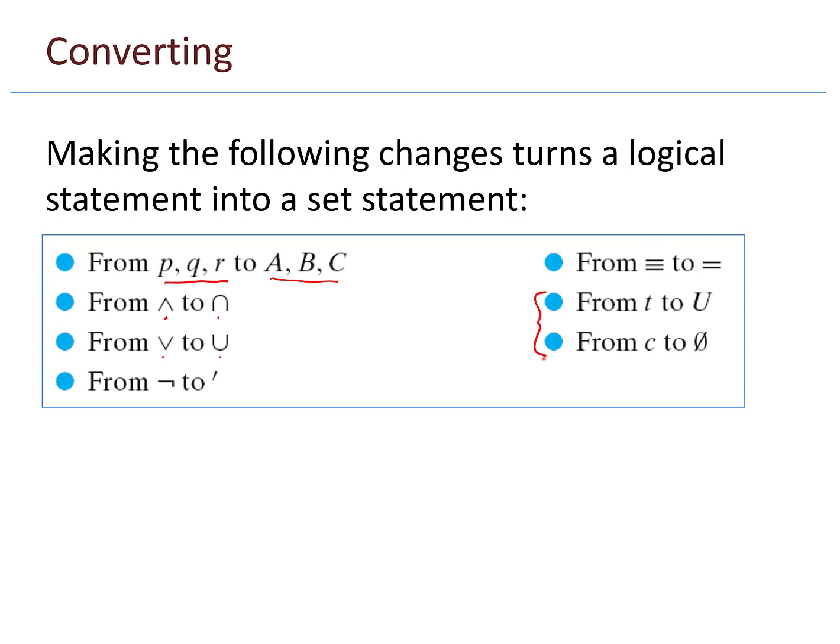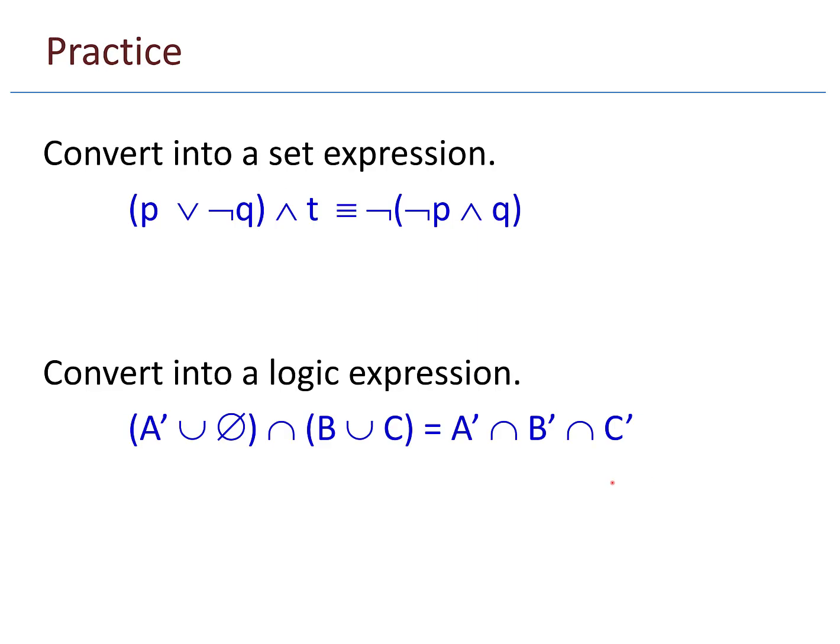We didn't talk about this so much in logic, but T is tautology, is always true. That's like the universal set. C is contradiction, that's like always false, and that corresponds to the empty set. So if we make these changes, we get all the statements in one table converted into the statements in the other table. Try this. Convert the top logical expression into an expression about sets, and convert the bottom set expression into a statement about logic.